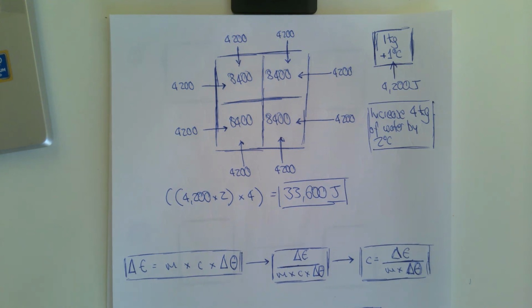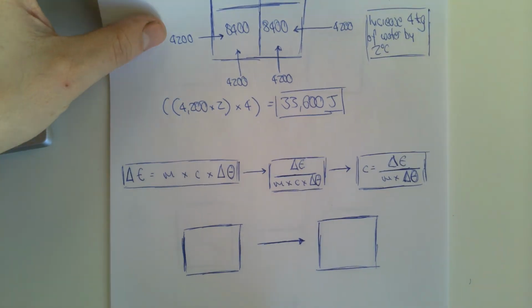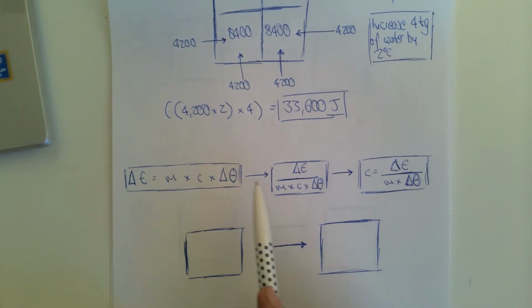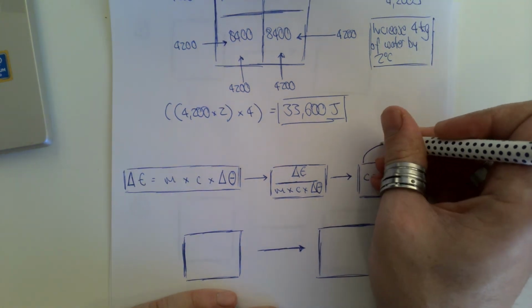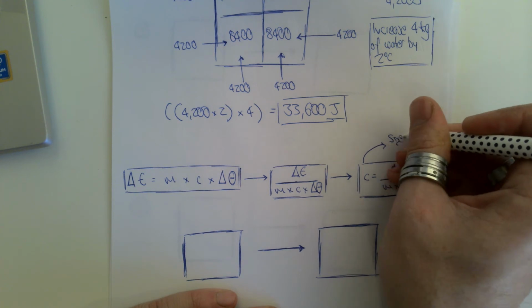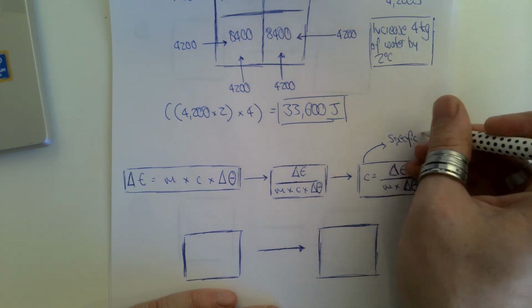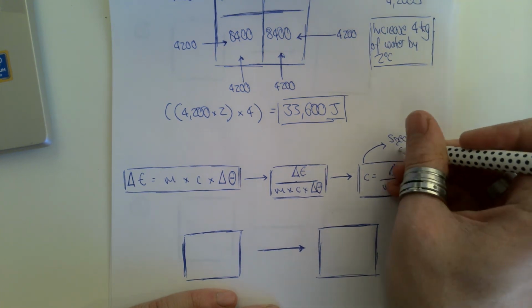Then, the final thing for us to be aware of is that we can rearrange the equation. So if we rearrange the equation, we can actually come up with a way of working out specific heat capacity.